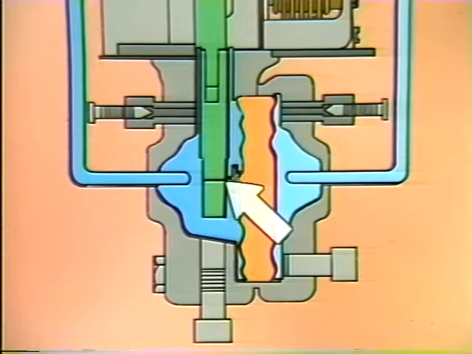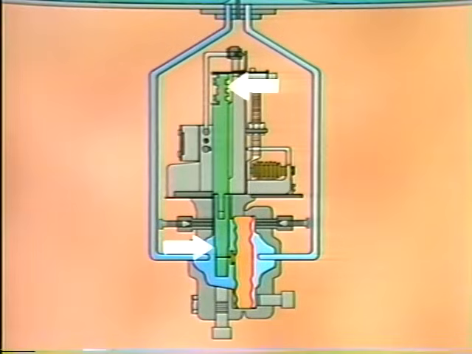Now, the diaphragm is connected by this link to a beam called the force beam. When the diaphragm moves, it pivots the force beam a small amount, which in turn causes the output of the transmitter to change.